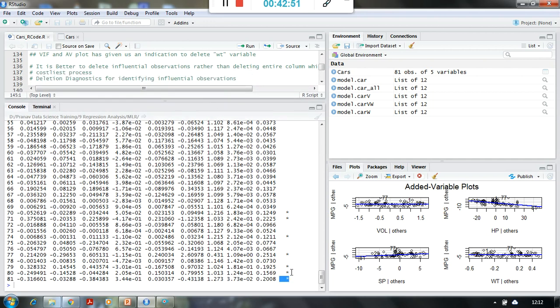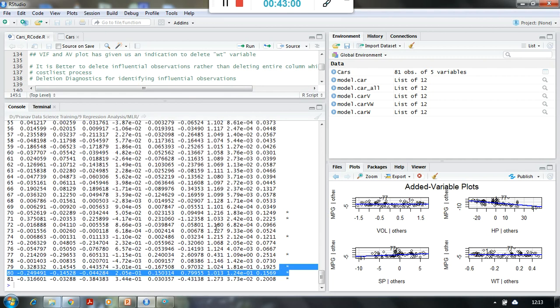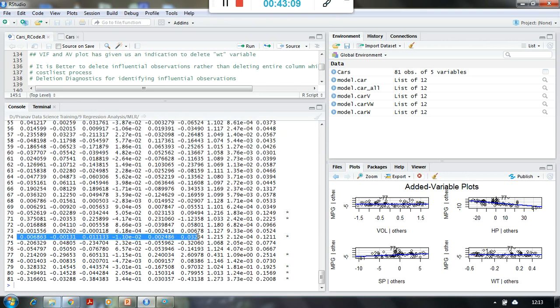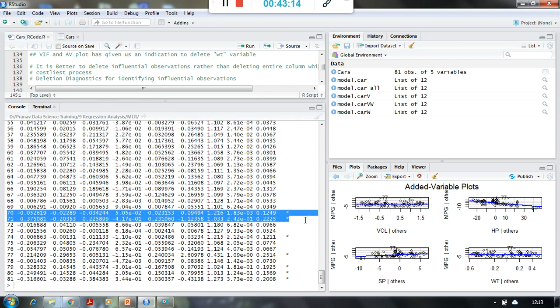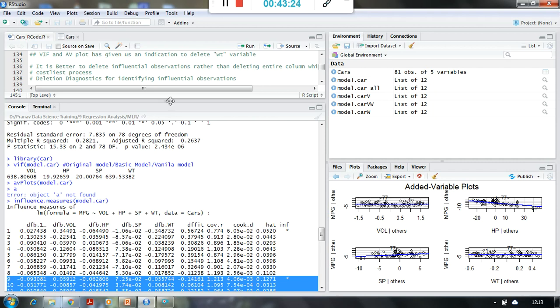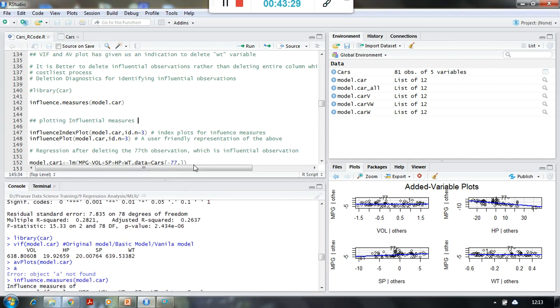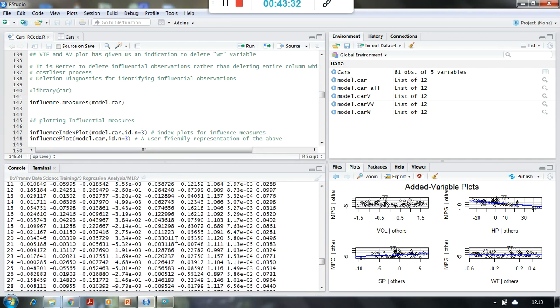So there is 1, 2, 3, 4, 5, 6, 7, and then 8 and 9. So 9 observations: observation number 81, 80, 79, then 77, then 74, I guess 74, right? Yes, then 70 and 71 both, and then observation number 1, and then observation number 9. So these are the total 9 observations which are influencing my modeling basically, right?